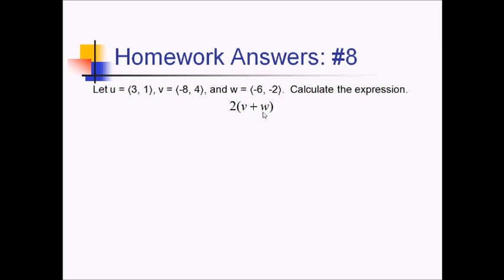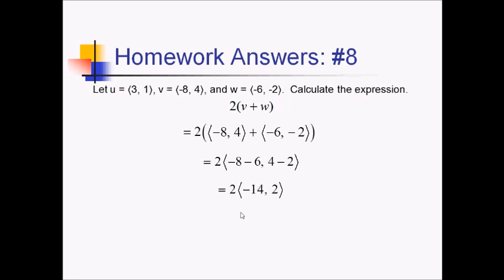So I'm going to replace the v and the w with negative 8 comma 4 plus negative 6 comma negative 2 inside of big parentheses now. Now I'm going to add these vectors inside here. So I still have my 2 out here, and inside I have negative 8 plus negative 6, or negative 8 minus 6, either way, comma 4 minus 2. So this is going to be 2 times the vector negative 14 comma 2. Next, we're going to distribute the 2 to each of those individual coordinates. So we've got negative 28 comma 4.